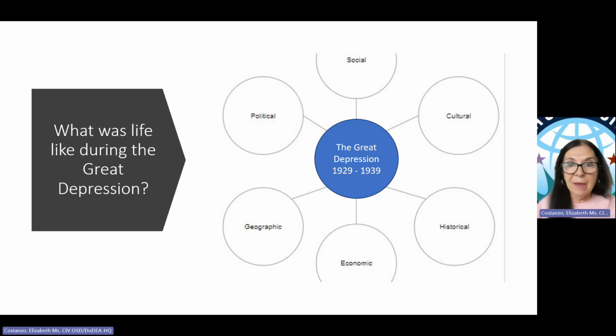We're going to start thinking about the Great Depression. The question that we are going to consider as we start our investigation of the Great Depression is, what was life like during the Great Depression? That's kind of our focus question. Eventually, we will add different perspectives. For example, what was life like for women during the Great Depression? But to start it off, we're going to start with our different lenses that we look at when we're doing historical context or contextualization. And we're going to do that by using a question storm.